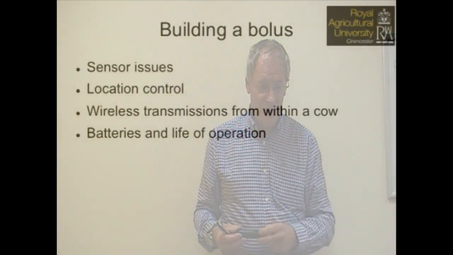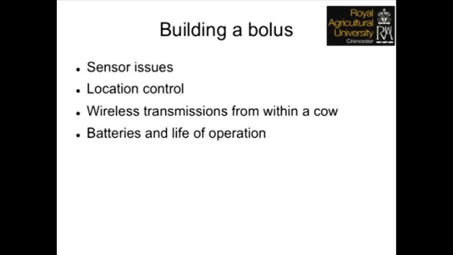The next problem we had to overcome is location control. There was a New Zealand bolus which was designed to float around, but the danger of that is that it would end up going into the abomasum, the third compartment of the rumen. And they developed a set of wings on their bolus, so it was too big to go through there, and they made it light, with the aim being to float it up in that chamber where most of the activity is.